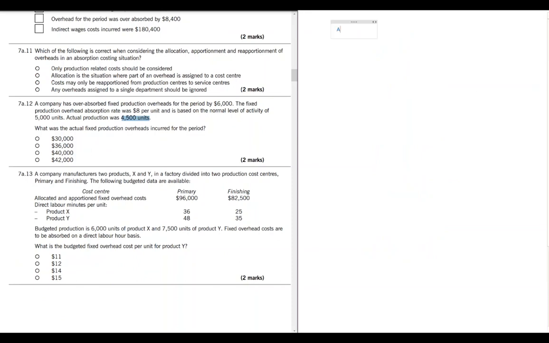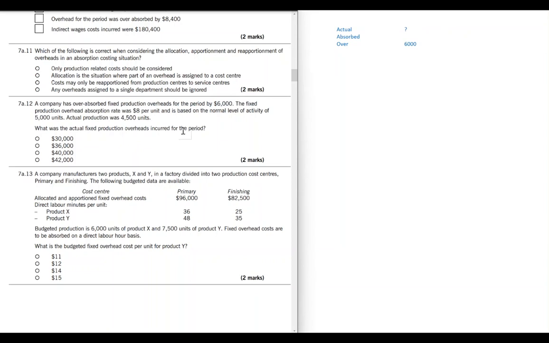In a question like this, prepare the format. Remember, we write actual at the top, absorbed in the middle, and then under or over in the bottom. They said overheads were over-absorbed. So actual, what are they asking? Actual fixed overheads incurred. So this is the question. If we had over-absorbed by 6,000, so here we have 6,000.